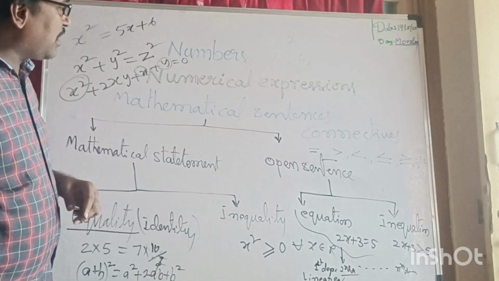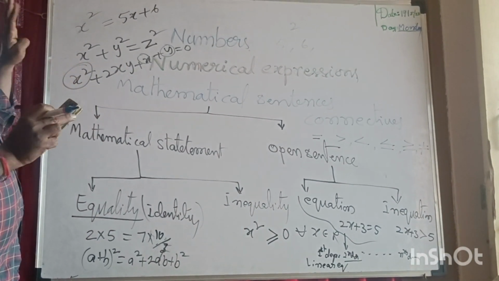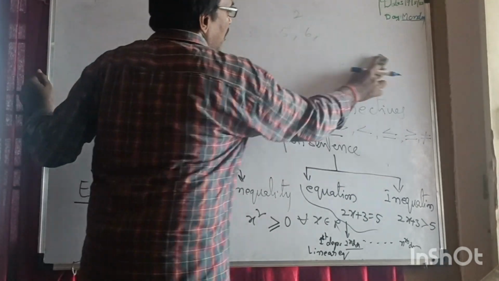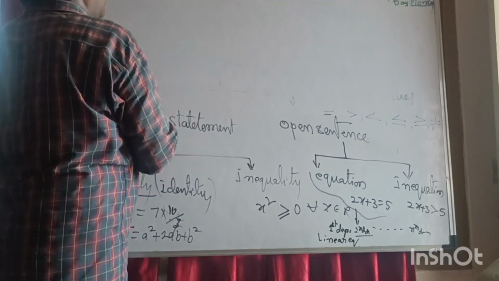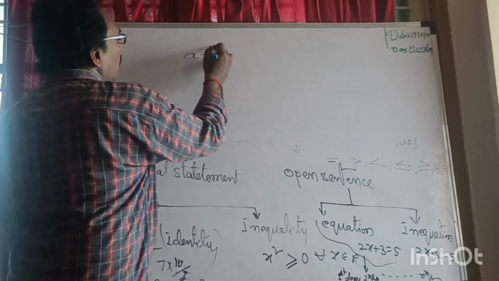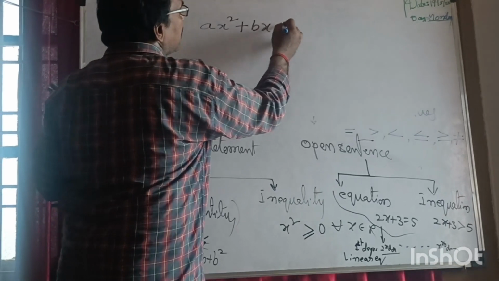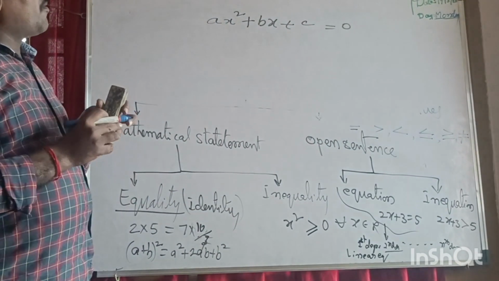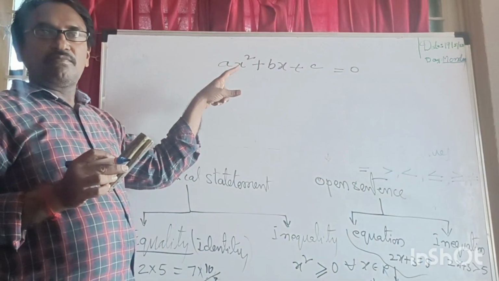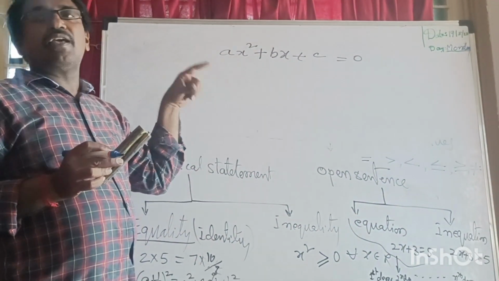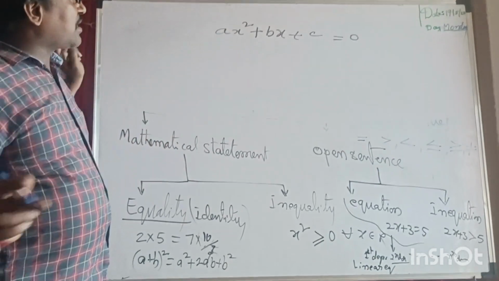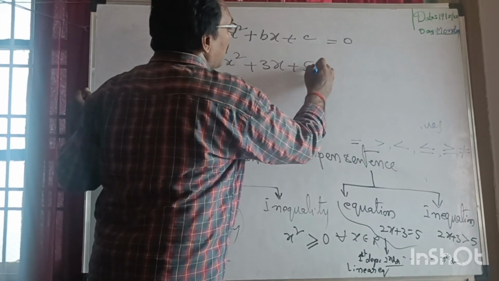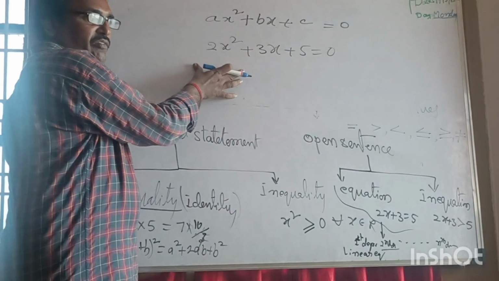Now we will come to our topic, that is quadratic equation in one variable. It generally looks in the form of ax square plus bx plus c is equal to 0. This is called the standard form of a quadratic equation in one variable. Two variables you can also write, where x and y both come in that. Here only x. For example, 2x square plus 3x plus 5 is equal to 0. This is a quadratic equation.